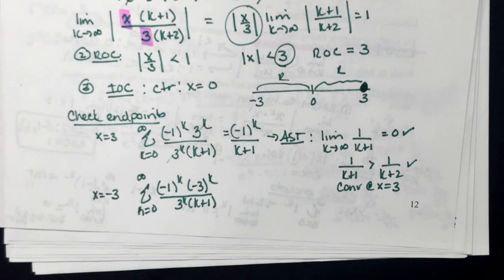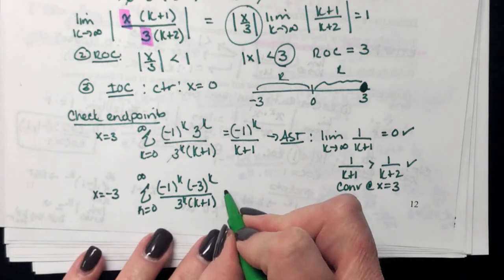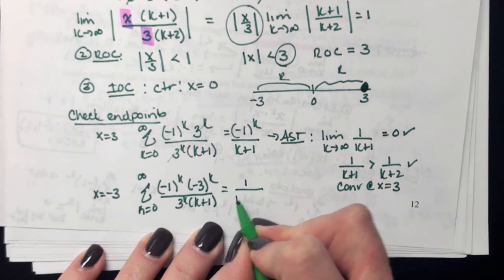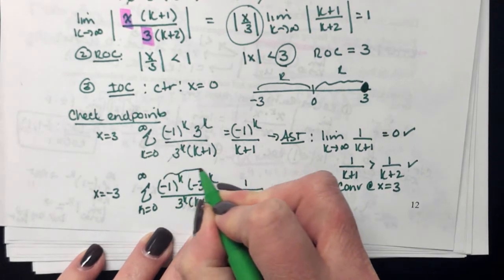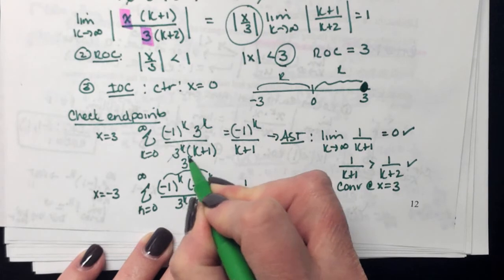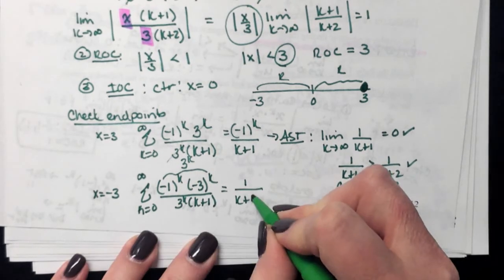And again, you want to simplify this fraction as much as you can before you decide what series test you're going to use. What is this fraction going to simplify down to? Well, what's going to happen with this alternator in the numerator? It's going to cancel out, because no matter what power k is, a negative times a negative is going to become a positive. So this is just going to be a 1 in the numerator all over k plus 1, because this is just going to become 3 to the k. So we have 1 over k plus 1.